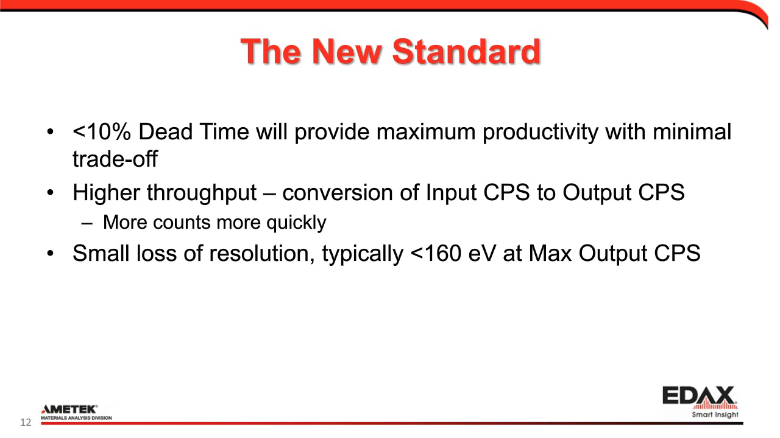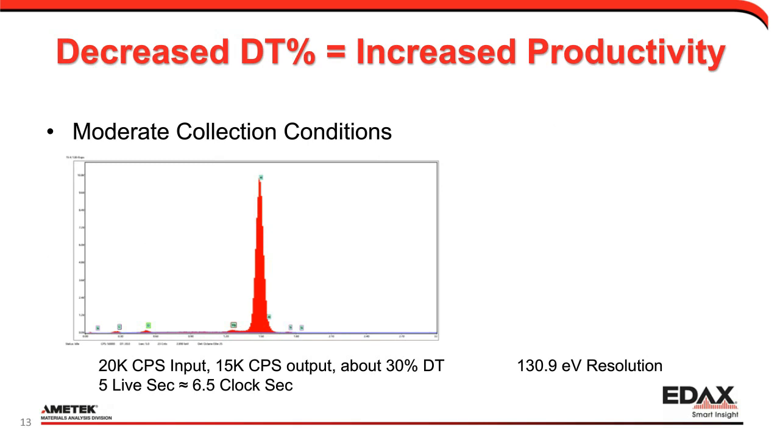And now I'd like to show an example of how decreased dead time leads to increased productivity. And I'm using just a moderate collection condition example, so working at 20,000 counts per second input. And at a previously typical dead time of 30%, that would give us 15,000 output counts per second. So 20,000 in, 15,000 out with 30% dead time. And if we're collecting for 5 live seconds, that would mean that it takes us about 6.5 clock seconds to get there.